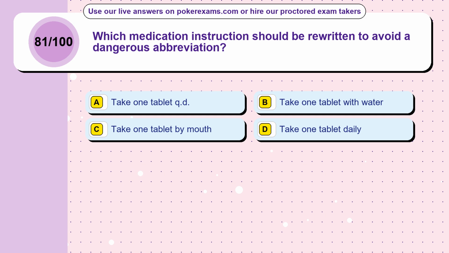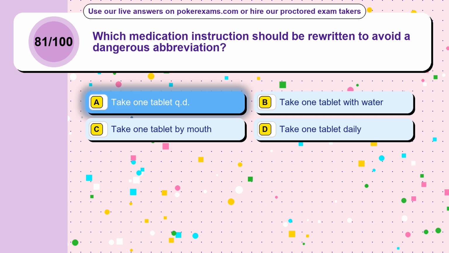Option A. Take 1 tablet QD. Option B. Take 1 tablet with water. Option C. Take 1 tablet by mouth. Option D. Take 1 tablet daily. The correct answer is option A.